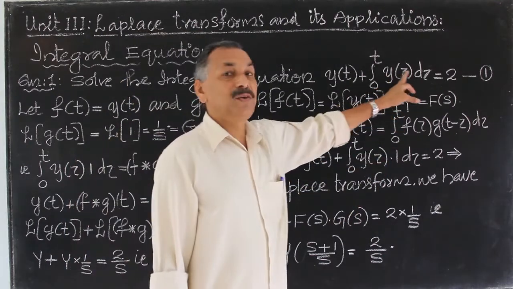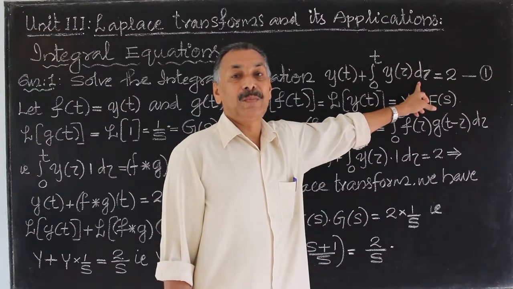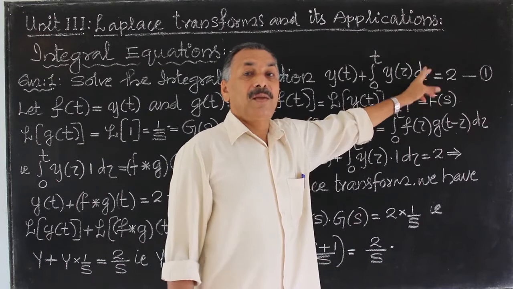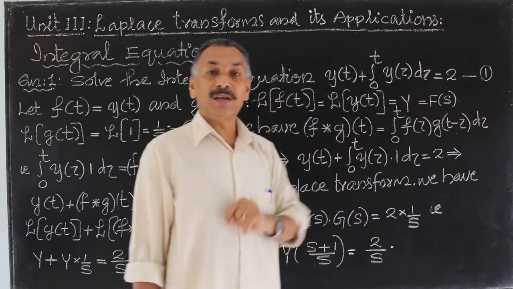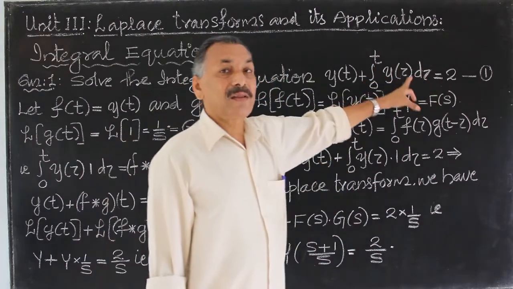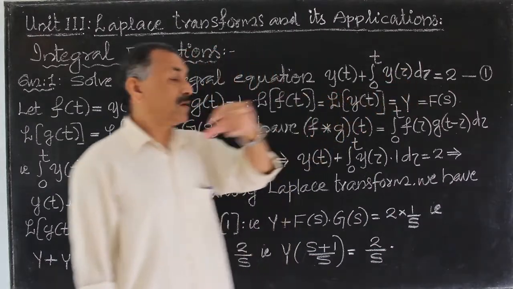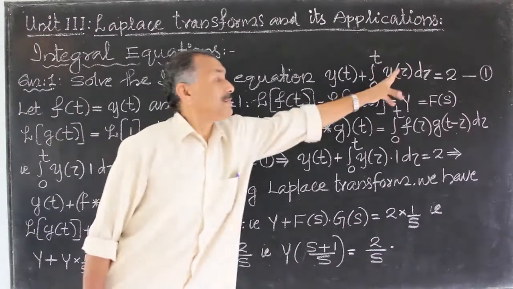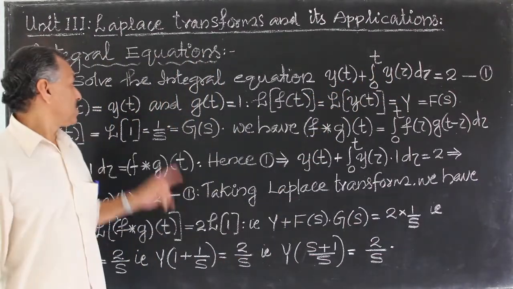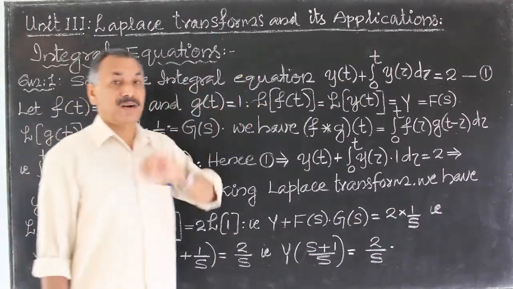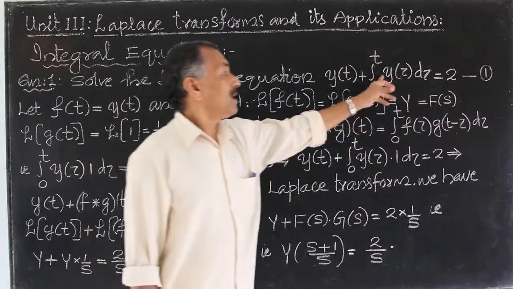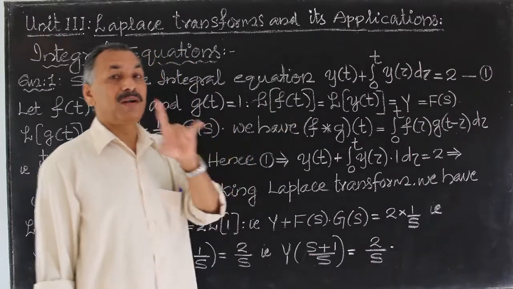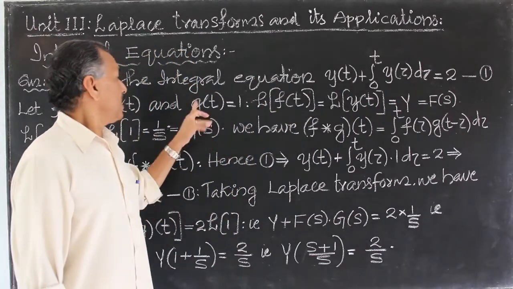Here only one function y of z, y of t only is there. Next, we need a g of t. So for that we consider g of t is equal to 1. Let f of t is equal to y of t, and g of t is equal to 1. Then y of tau into 1 d tau, or y of z into 1 into dz.